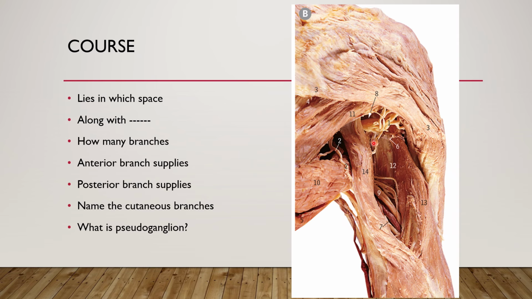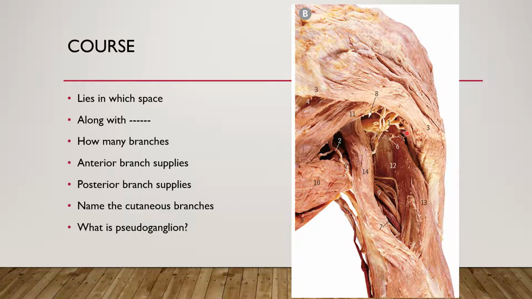Look at this, already we explained, this lies in the quadrangular space. The axillary nerve comes here. The anterior and middle fibers of deltoid are supplied from the anterior branch, and the posterior fibers of deltoid along with teres minor are supplied by the posterior branch of the nerve. Once it supplies the teres minor, it forms a pseudoganglion. That is very important. Pseudoganglion. So this is very important. Name the cutaneous branches. I have already told, skin over the deltoid, that means upper lateral cutaneous nerve of arm.